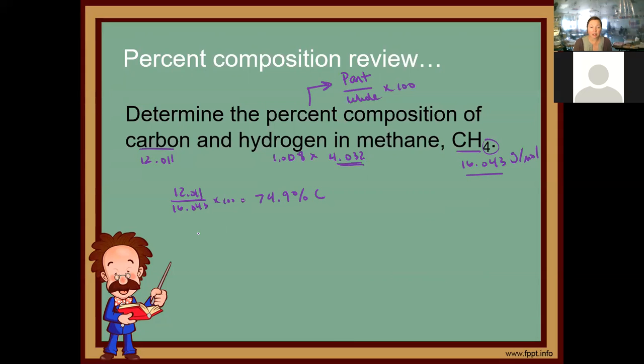Do the same thing for hydrogen. Take the 4.032 divided by 16.043 times 100, 25.1% hydrogen. Good. So part that's 1 element divided by the whole mass of the whole compound times 100 will give us our percent composition.